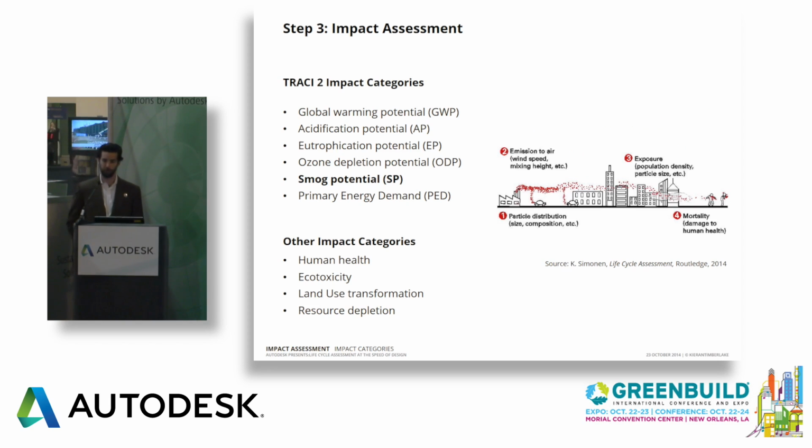And then lastly, one of these impact categories is a little bit of a catch-all, which we refer to as other categories. And these are ones that often relate to things that are very difficult to measure, in which there's actually quite a bit of error within the science as far as life cycle assessment and life cycle impacts. So those are human health, ecotoxicity, land use transformation, and resource depletion.